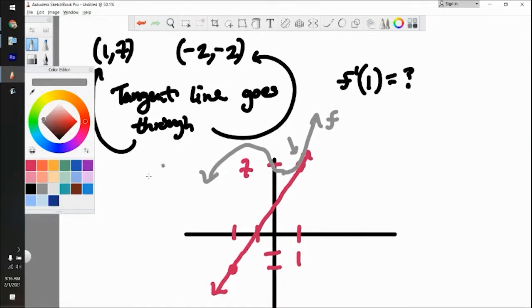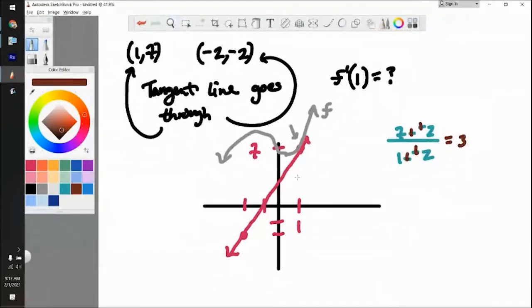So if you did, here, let's use this color, 7 minus negative 2 divided by 1 minus negative 2, you get 9 over 3, so then you do get 3. That was a weird way that I questioned it though. If you didn't get that because of the questioning, I was just saying it was a tangent line. It goes through those 2 points. I should have said tangent line of F really. See, looking at this, it's kind of embarrassing.